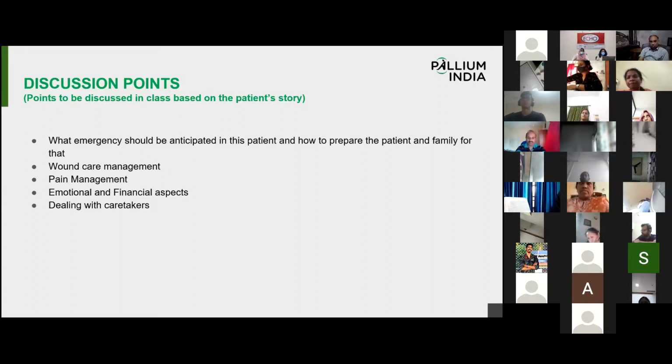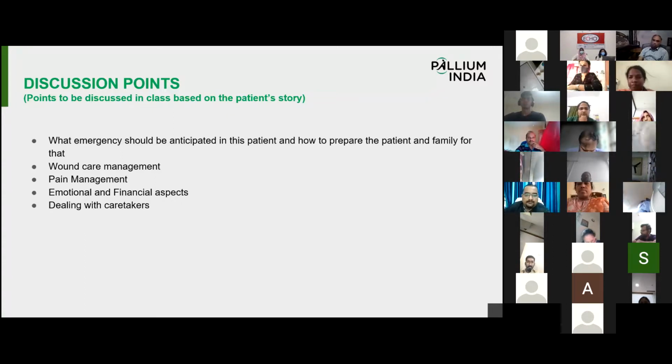But remember, never forget to rule out other components of total pain, like emotional pain. As in this case, we can see there are many psychosocial aspects. So emotional pain has to be addressed, as well as the social and spiritual pain. Always in palliative care, we go with the total pain concept, which was given by Dame Cicely. So that is how you do pain management.